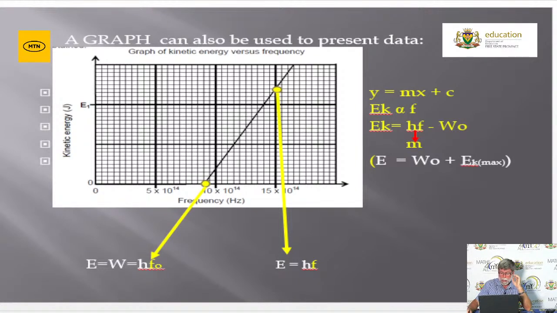So at the end, after you have the relationship between kinetic energy and frequency, you must be sure that it includes all the components of the Einstein equation: the energy of the photon, the work function, and the maximum kinetic energy. Right. We're drawing to a conclusion.